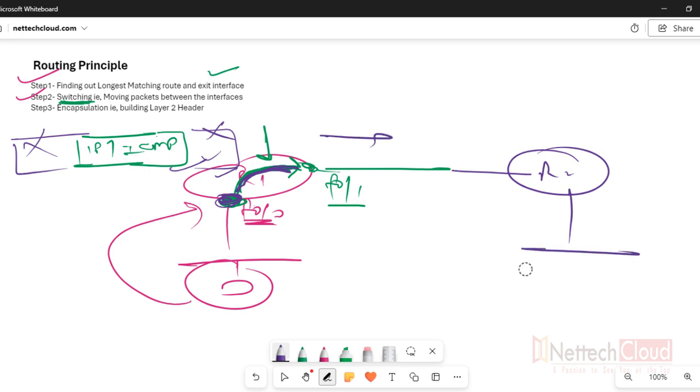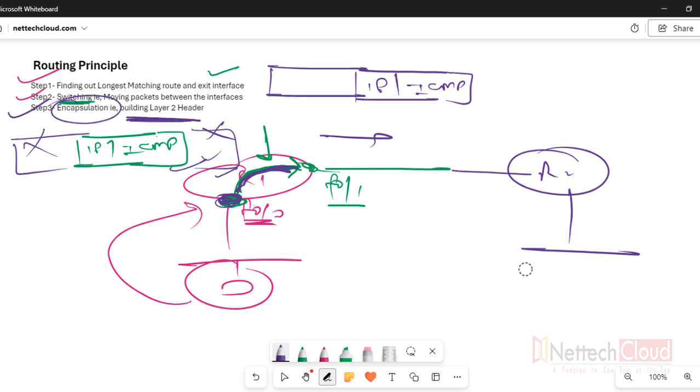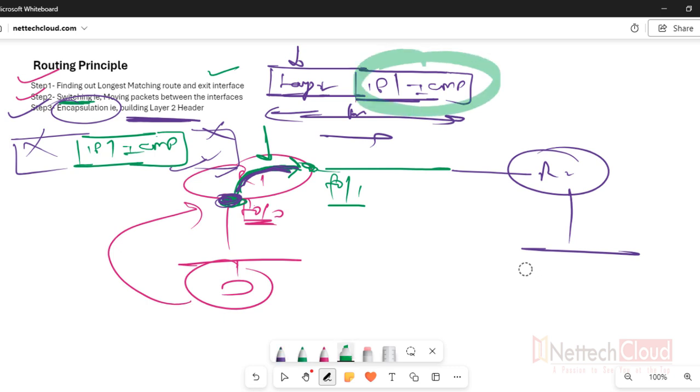No. Again, this packet, meaning IP and ICMP, is further encapsulated. Step number 3 here, right? Encapsulation, building the layer 2 header. So again, the layer 2 header is added to the packet. That becomes a frame. This portion is known as the data frame and this portion is the packet. So the layer 2 header is added, and maybe some error checking technique.